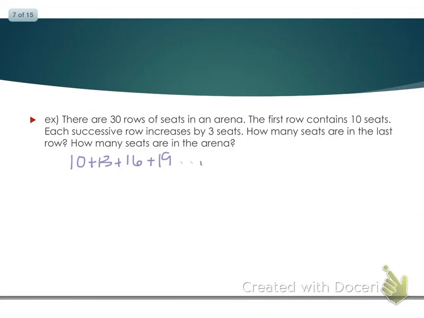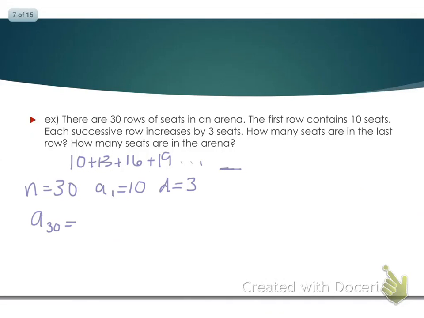And I don't know how many are in my last row, but I know that there are a total of 30 rows, going from 1 to 30. I know my first term is 10, and I'm increasing by 3. Okay, I already have my n, so this one's a little weird, but I don't know what n represents in this. So what I need to do is find out what my last row is to be able to do the sum. So we're going to do a sub 30.